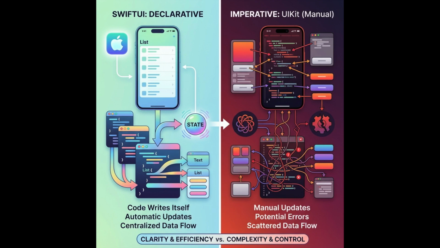Conversely, UIKit's imperative style requires you to write step-by-step instructions to change the UI, e.g., button.setTitle, view.addSubview, setNeedsLayout.